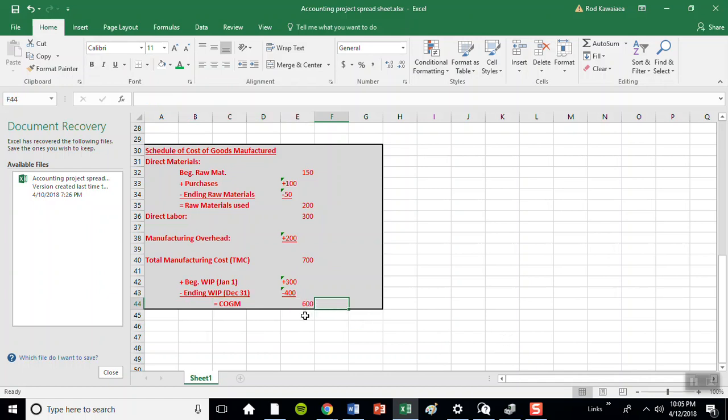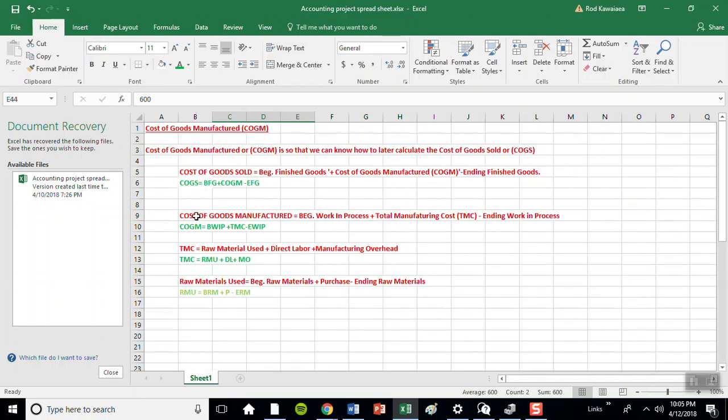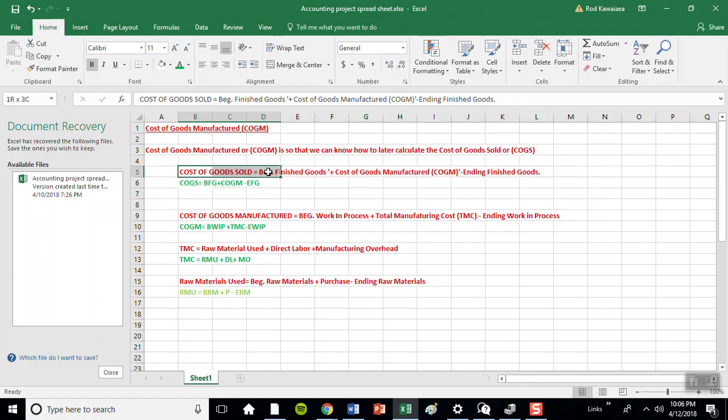Now that we have our cost of goods manufactured total here, 600 bucks, we can insert that into the formula for cost of goods sold. Here we go, cost of goods sold, and it'll go right here along with the totals for beginning finished goods and ending finished goods. So you add beginning finished goods plus our total for cost of goods manufactured and subtract our ending finished goods to get our cost of goods sold.